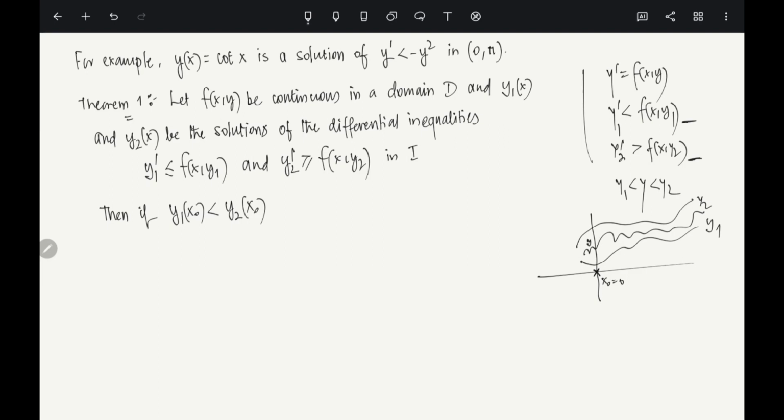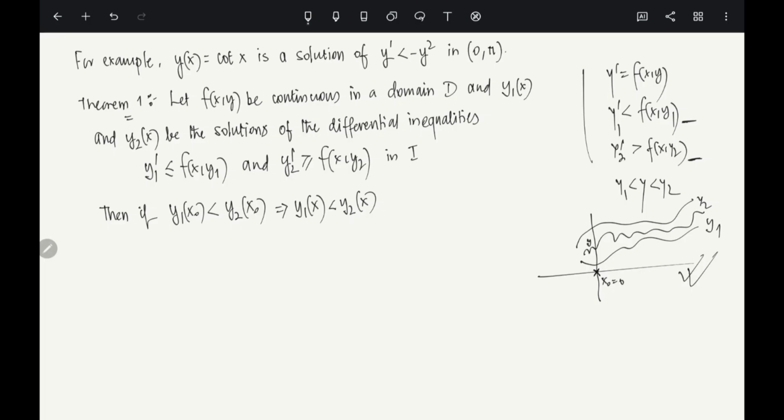Clear? What is the relation between y, y1, y2? y satisfies y prime equals f, and y1 and y2 satisfy these two conditions. So if initially y1 is below y2, then that will imply that y1 of x is below y2 of x. This is the motivation. We'll come into this, but we are starting with this theorem.